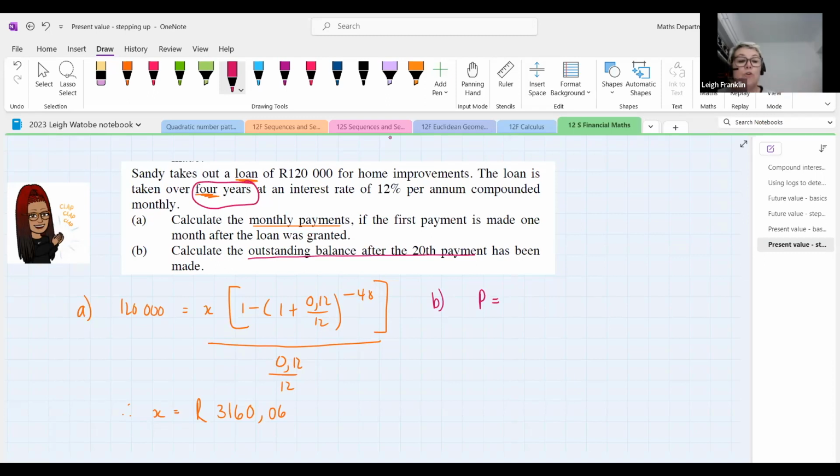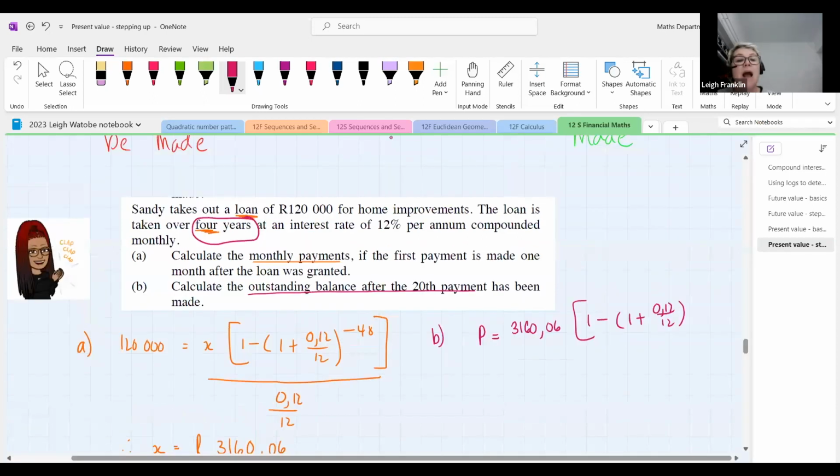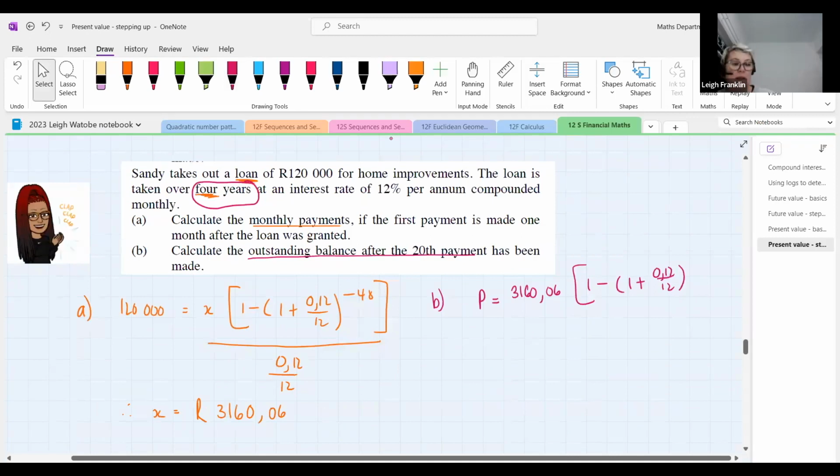So she is paying 3160.06 per month. 1 minus 1 plus her interest rate, which is 12%, 0.12 divided by 12. Now remember, it is the present value of how many payments are still remaining. So she makes 48 payments in total. If we want to calculate her balance outstanding after the 20th payment, how many payments still need to be made? How many payments does she still need to make?